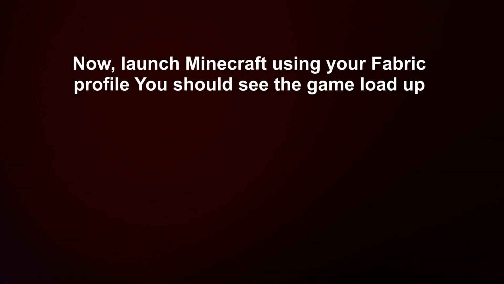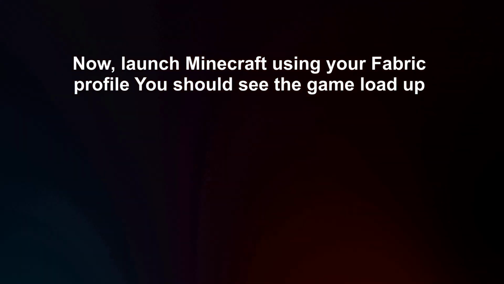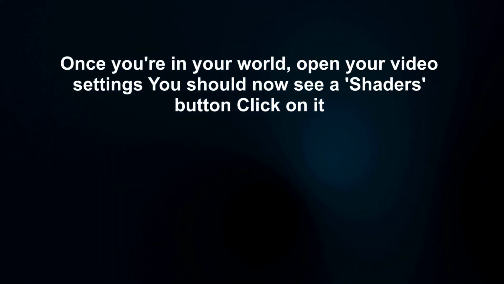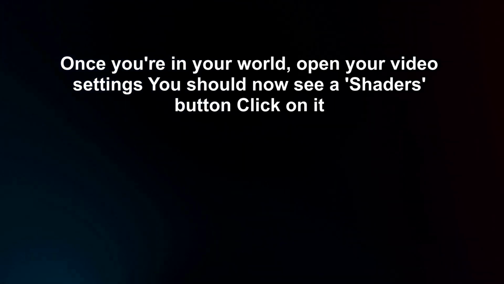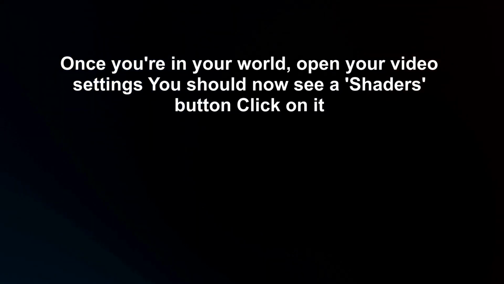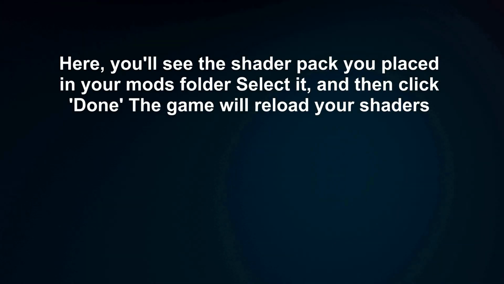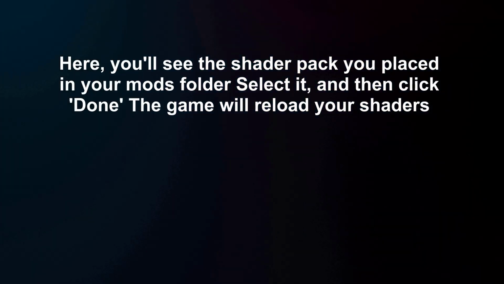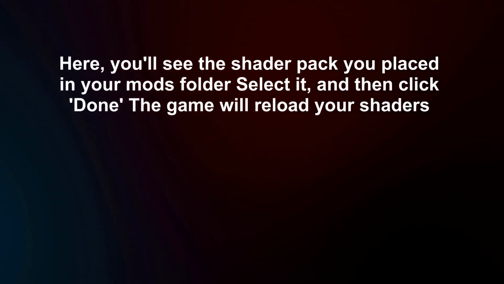Now, launch Minecraft using your Fabric profile. You should see the game load up. Once you're in your world, open your video settings. You should now see a shaders button. Click on it. Here, you'll see the shader pack you placed in your mods folder. Select it, and then click done.